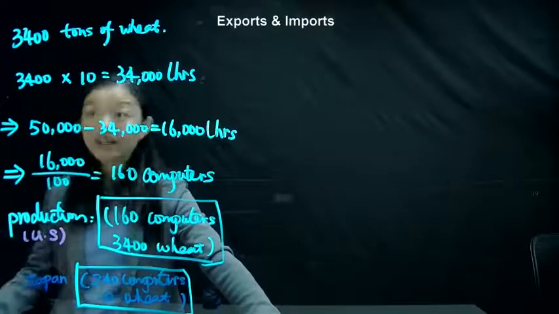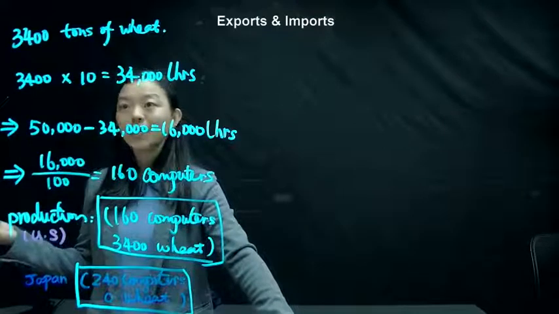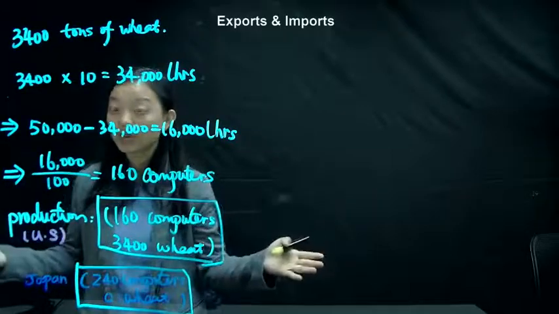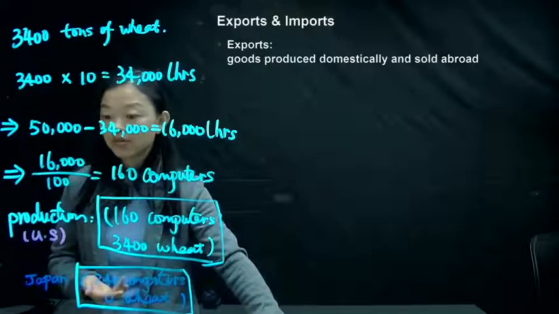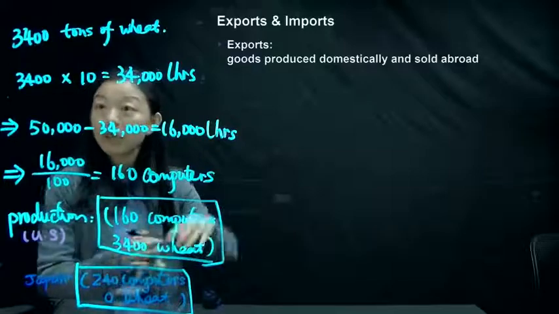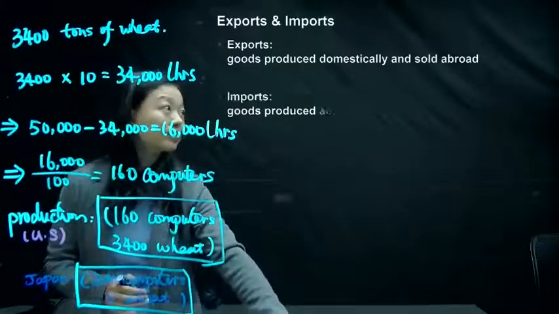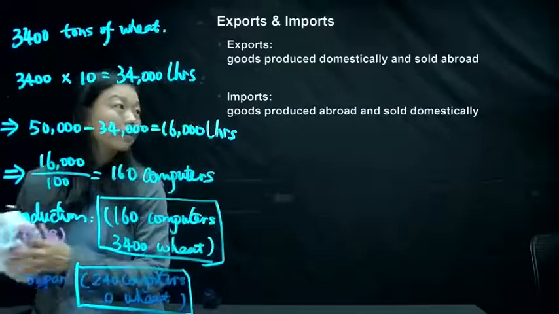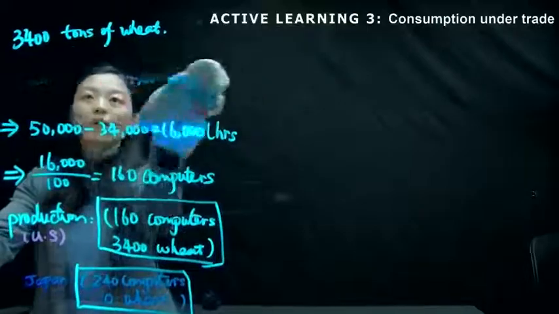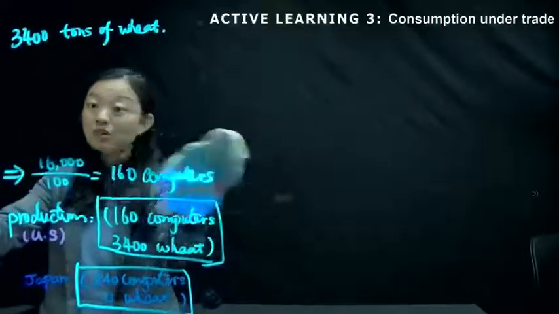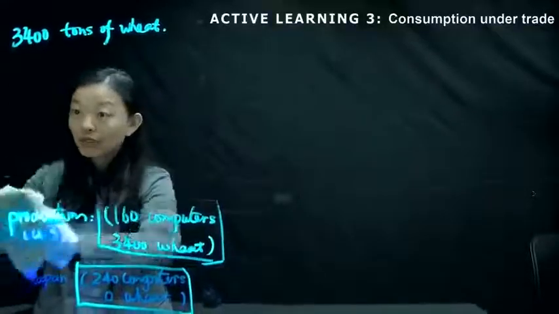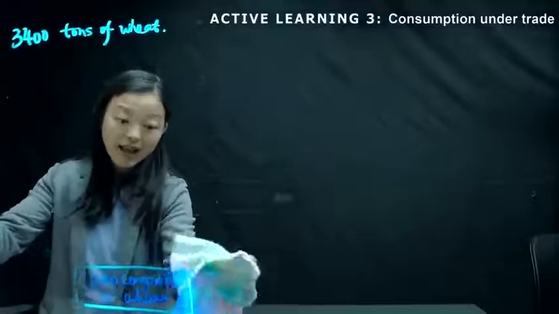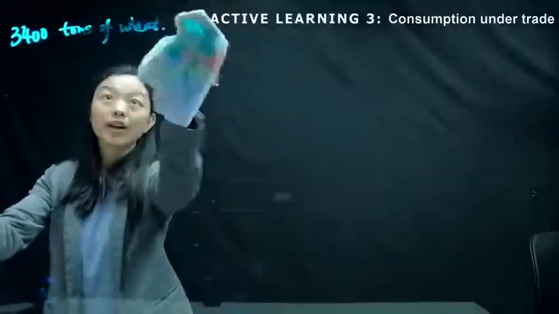Now, imports and exports. Those are two very typical concepts in trade, right? Exports means you produce something domestically and then you sell it to foreign countries, right? Imports means foreign countries produce those products and then you buy those products from foreign countries. So goods produced abroad and sold domestically. This is imports and exports. Now, we already finished their production under trade for these two countries. And now these two countries are involved in trade, right? So we might want to see, if trade happens, what these two countries would have to import and export, okay?